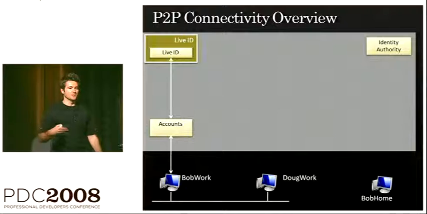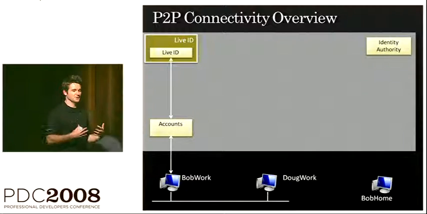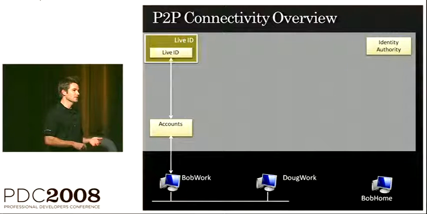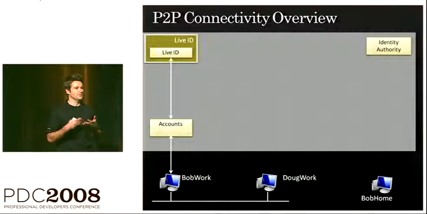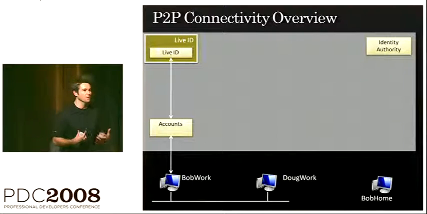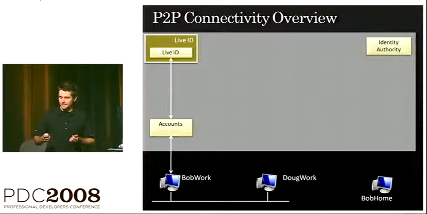So here's a quick overview of the peer-to-peer connectivity. Here you have two devices, Bob's work device and Doug's work device on a LAN, and then you have Bob's home device, which is off on this home network. There are three components that make up the peer-to-peer connectivity system. The first is the identity authority. This is really the system and service that assures the device is who it says it is. Similarly to how users authenticate, devices also authenticate, and they authenticate through this account service. The account service is responsible for the relationship between users and devices. And then as a backing identity provider, we use Live ID.